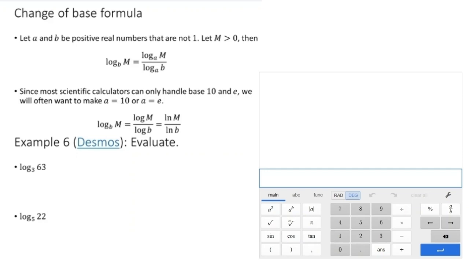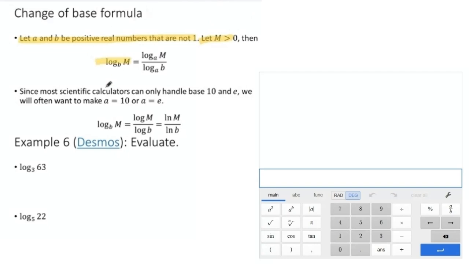So what we need to do is figure out a way to rewrite our logarithm to involve bases of logs that we know how to use technology for. And this is where the change of base formula comes in. Let's suppose a and b are positive real numbers that are not 1, meaning a and b are valid possible bases for a logarithm. We're going to let m be positive, that way it can be an input into our logarithm.